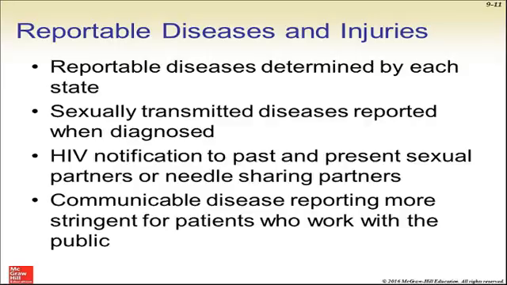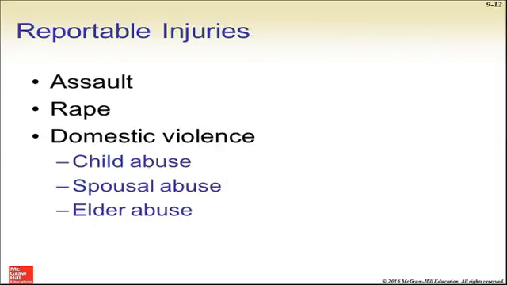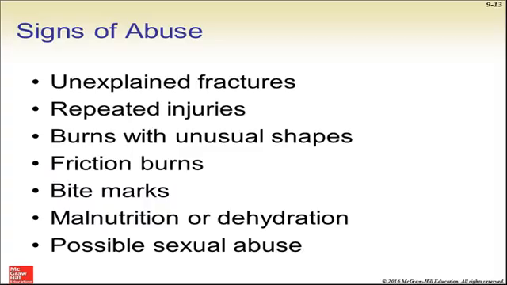I will tell you reportable injuries is not something that's covered on your quiz, but I think it's good information to know as being part of the healthcare system. These are the types of reportable injuries: assault, rape, domestic violence, whether it's child abuse, spousal abuse, or elder abuse. Those are all things that we, as healthcare providers, are required to report. It's also important not only to report those, but to know what to look for, so that if we are encountering something, we know whether it could be something we need to report or not.